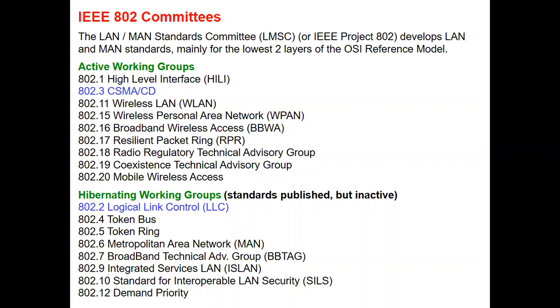Okay, let's look at the IEEE 802 committee, the Local Area Network and Metropolitan Area Network Standards Committee. IEEE Project 802 develops LAN and MAN standards mainly for the lowest two layers of the OSI model. Active working groups: when you find the standard code 802.1, this is a high-level interface. Then 802.3, this is wired, okay?